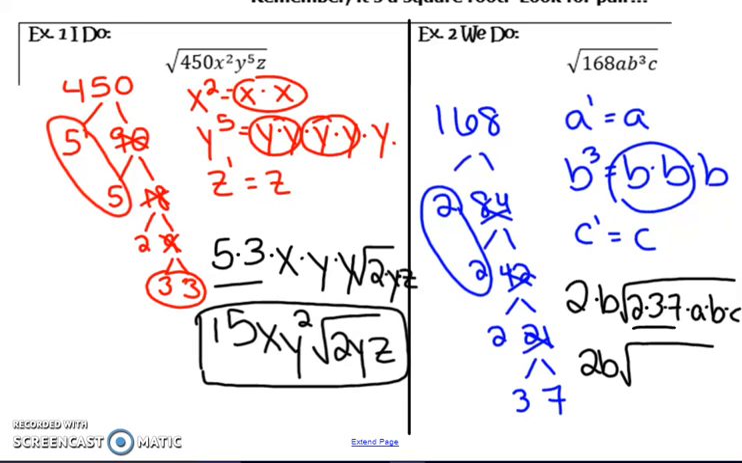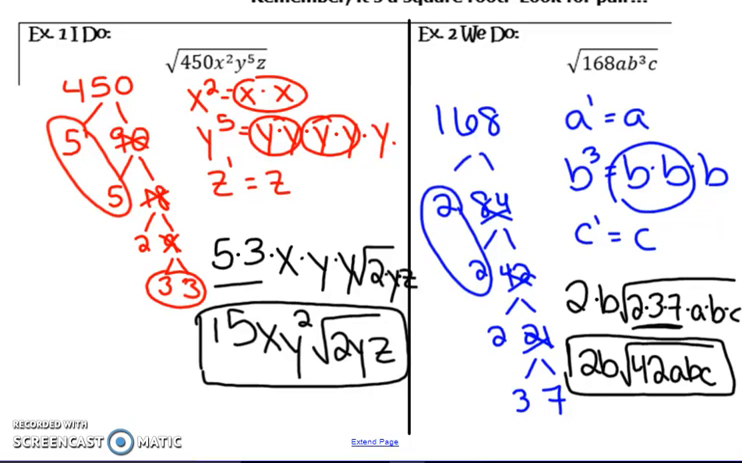Underneath my radical symbol, I want to actually multiply that out. 2 times 3 times 7 gives me 42abc. We can't combine any like terms. We can't simplify any farther. So that is your answer, 2b times the square root of 42abc.